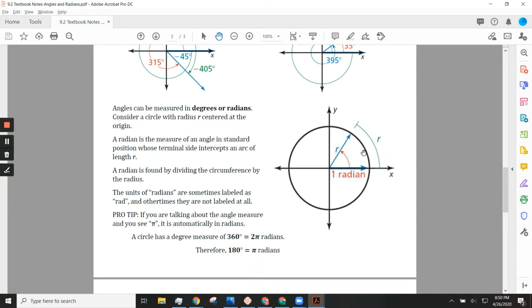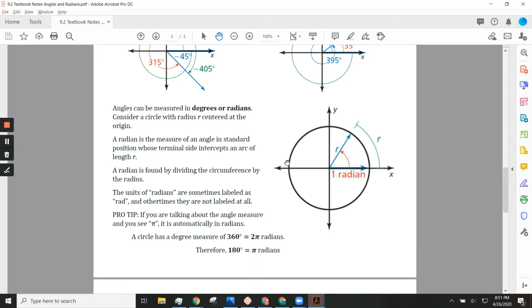So the special value for the radian. Another way to talk about the radian is that it's going to be the value left over when I do circumference divided by the radius. Now, the units of radians are sometimes labeled as radian or perhaps rad, and sometimes they're not labeled at all. So here's a tip. If you're talking about an angle measure and you see the pi symbol and you haven't had any notification that it's going to be in degrees, it means that you are really working in radians. So you might see something like the angle measure is pi, or perhaps pi over 4. That means you're really working in radians.